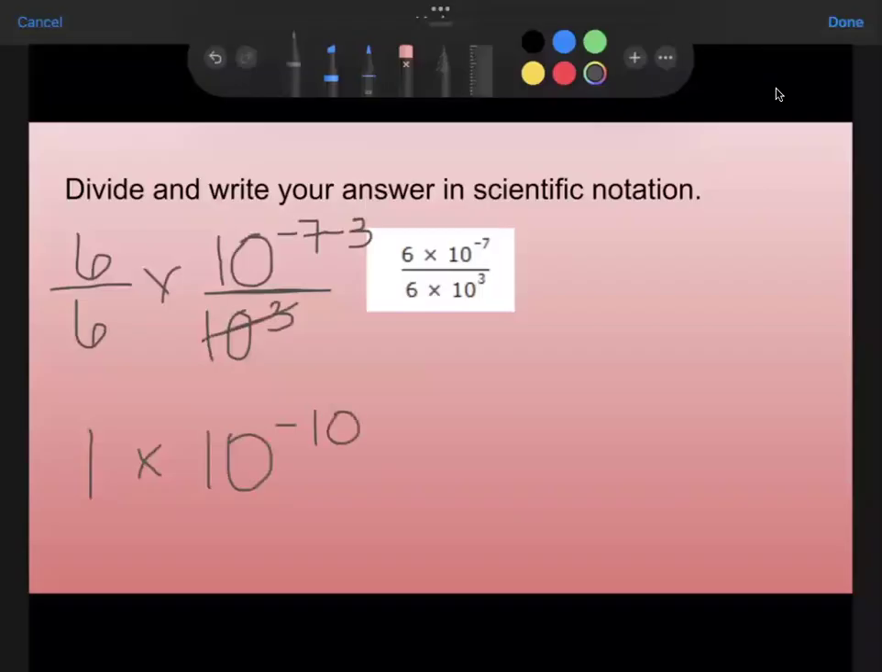So now I just need to check to see if that is in proper scientific notation, and it is because we have a whole number digit. And so this would be our final answer, 1 times 10 to the -10th.